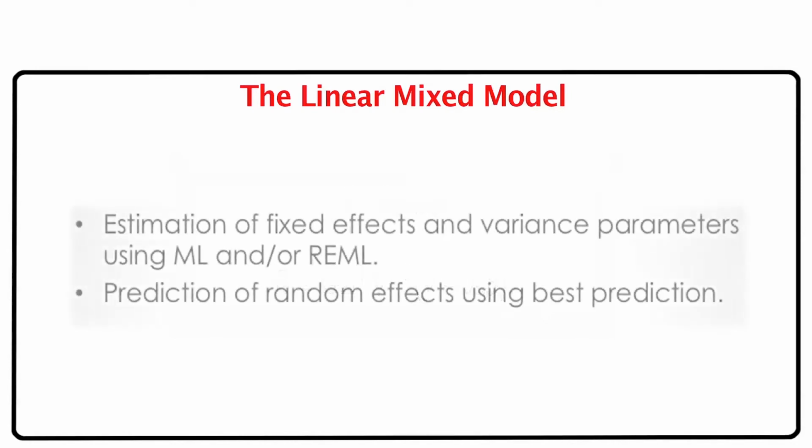but also to make predictions about future values. So the two-point summary for the linear mixed model is that fixed effects and variance parameters are estimated typically using ML for the fixed effects and REML for the variance parameters, although ML can also be used for the variance parameters. And the random effects are predicted using the principle of best prediction.